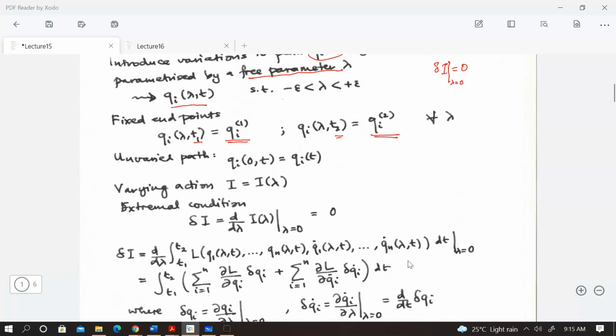So what one does now is, since there is a free parameter parameterizing the path, your action itself will be a function of this parameter. So what one does is take the differential of this action, which can be given in terms of the derivative of your action with respect to the parameter lambda, and then you take lambda equal to 0. That should lead to the extremum path.